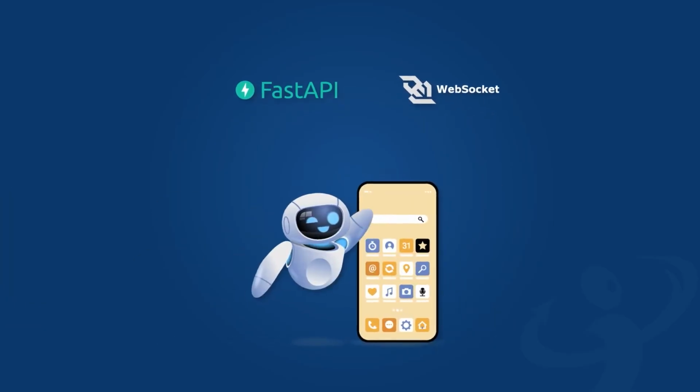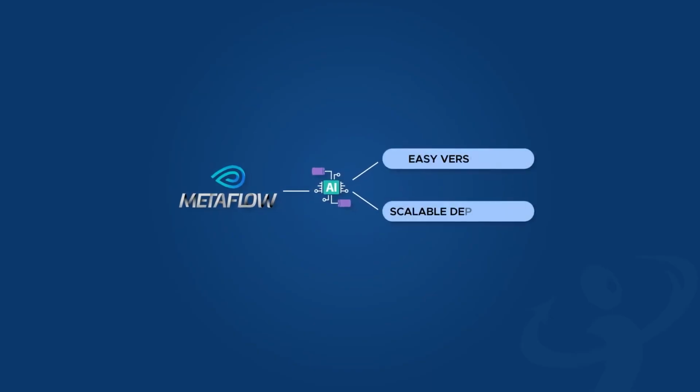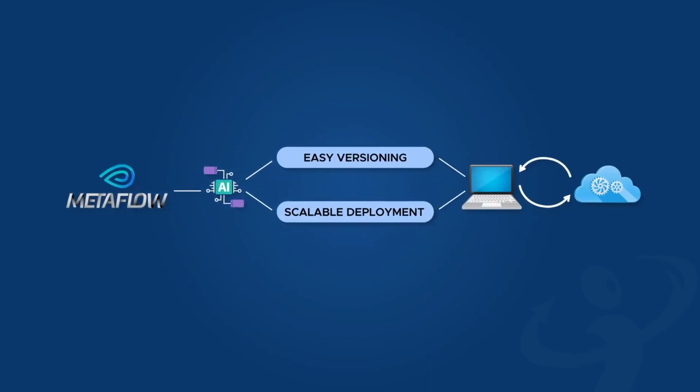Let's talk APIs. FastAPI provides a robust foundation with built-in WebSocket support, perfect for building responsive AI-powered apps with real-time streaming. To orchestrate more complex workflows, LangChain helps structure AI operations into reusable chains. Metaflow simplifies ML pipeline creation with easy versioning and scalable deployment, from your laptop to the cloud.